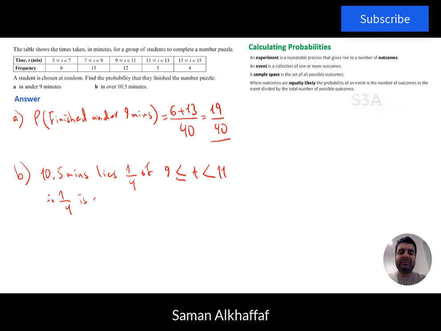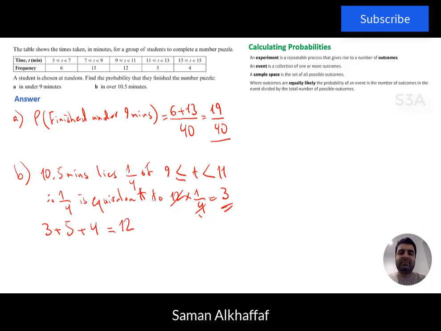So 12 is equivalent to 12 multiplied by a quarter, so that will give us 3. So that means the frequency above 10 and a half, for the range 9 to 11, will be 3. So in this scenario we add the total above 10 and a half, so it will be 3 plus 5 plus 4, and that would give us in this scenario 12.